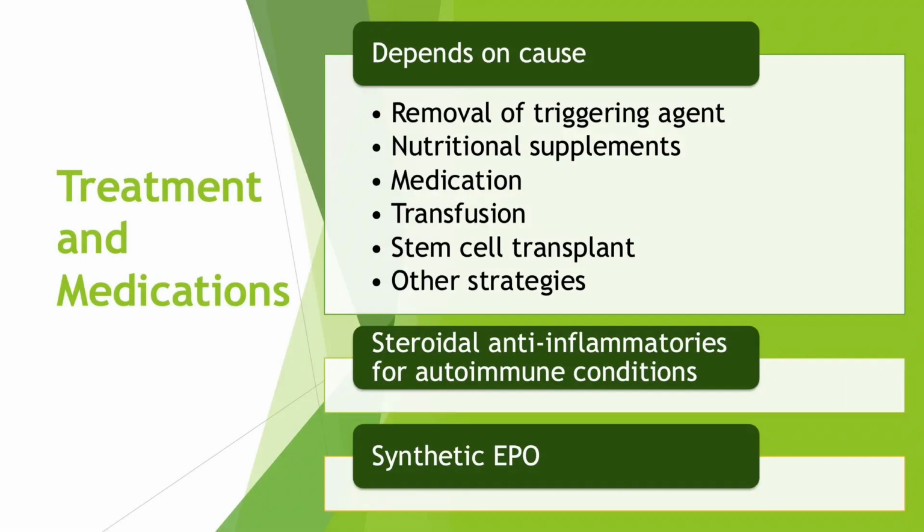Treatment and medications for anemia depend on the underlying cause. Options include removal of the triggering agent, nutritional supplements, medication, transfusion, stem cell transplant, and other strategies.